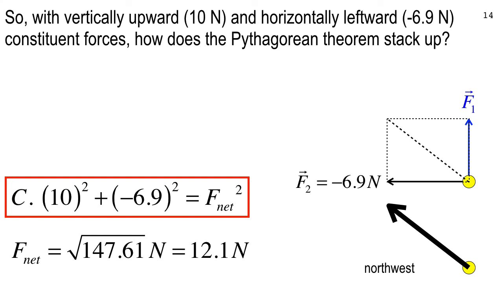Question? Yeah, if F1 was pointing down, if you had a southward force, then you'd have a negative, like negative 10. But then you square it anyway, so you still end up with a positive 100 there. So, okay.